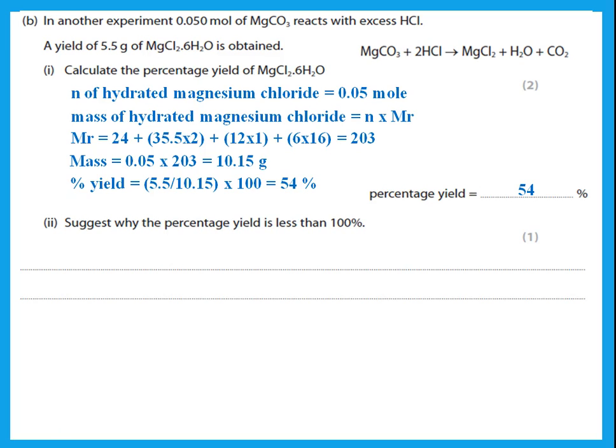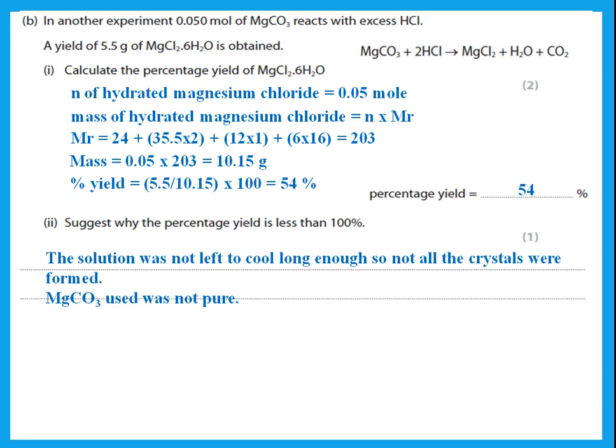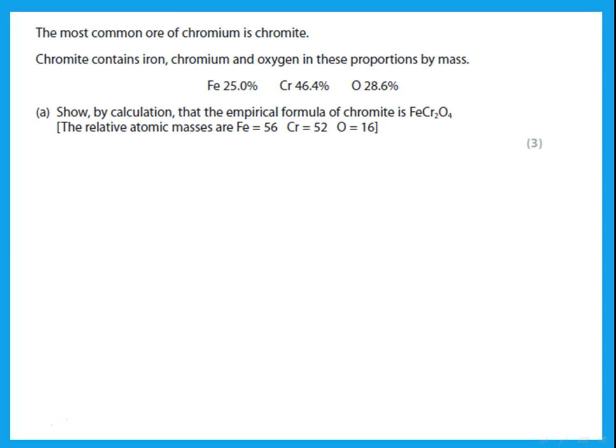Okay, so why is the percentage yield less than 100? We said always what you actually get in the lab is less than what you should get. That means either the magnesium carbonate was not pure, meaning what we started with was not pure, or the solution was not left to cool long enough, so not all the crystals were formed, or when we tried to separate the crystals, some of the crystals were lost during filtration. These are all the possible reasons why your percent yield is always less than 100.